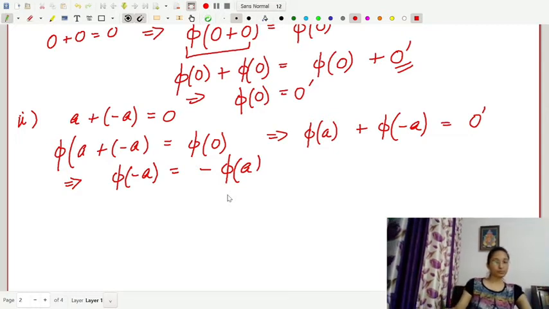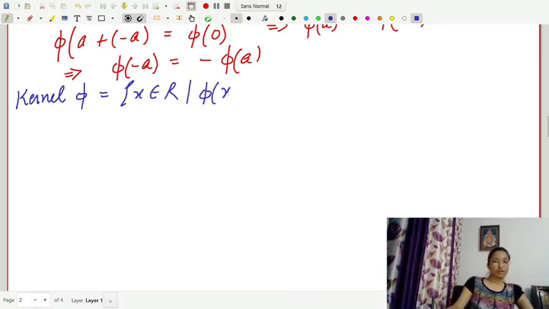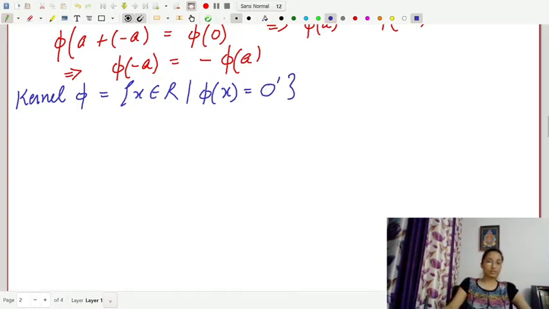Now let's look at the definition of kernel. It is also related to homomorphism. Kernel: if phi from R to R dash is a ring homomorphism, then the kernel of phi is equal to the set of x belonging to capital R such that phi of x is equal to the identity of the other ring, the codomain basically, 0 dash.